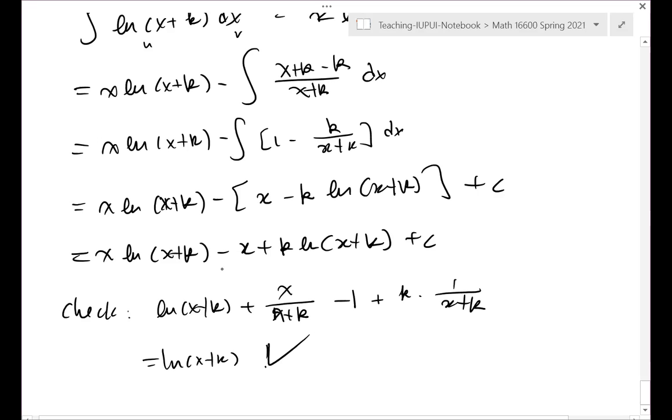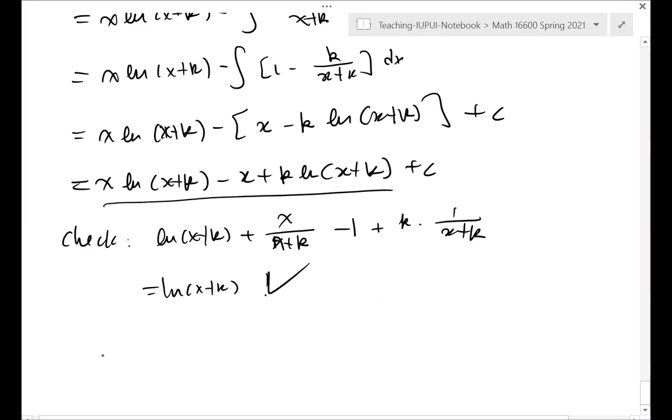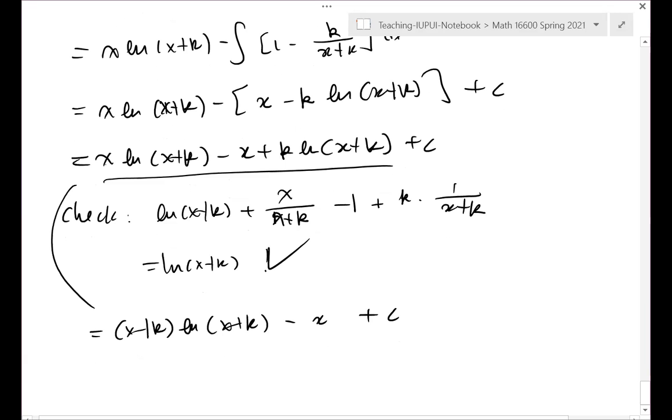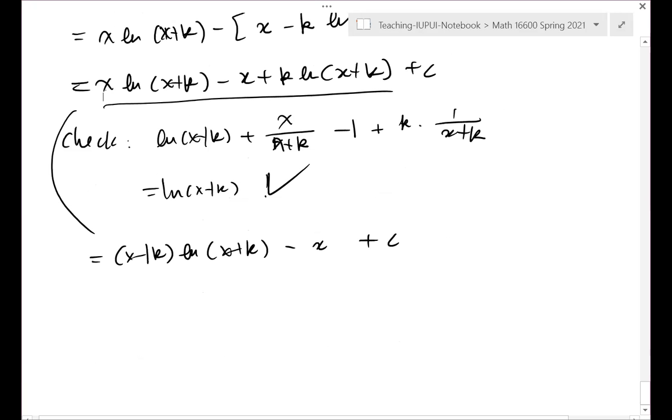So this is what we get. Remember, I can also write it as x plus k times natural log of x plus k minus x, because that's what I got: there is x here and k here. So that's two terms. All right, now let's go back to our integral.